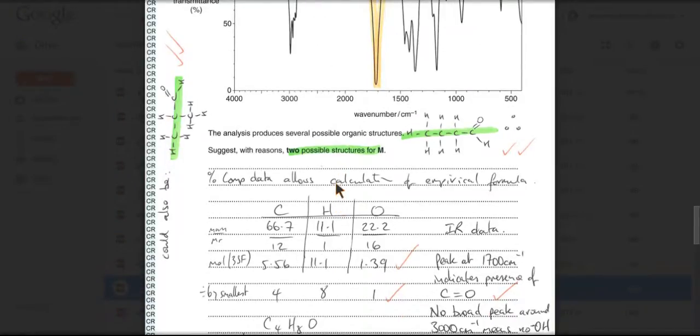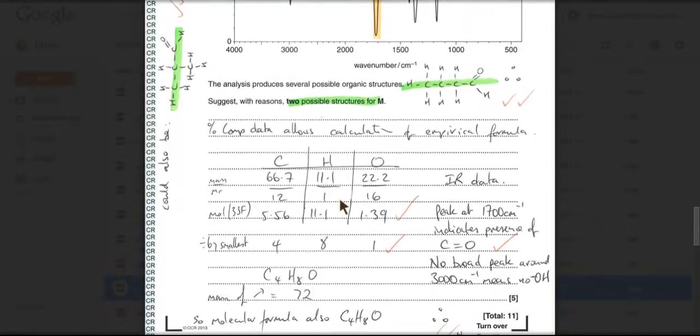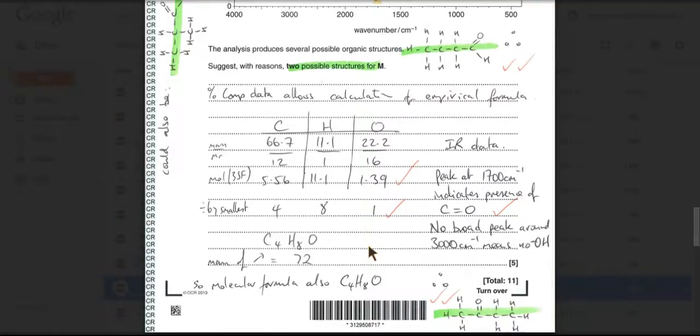So percentage composition data allows the empirical formula calculation. So in the table, we've got the percentages divided by the relative mass of each of the atoms, and there's the moles. So 5.56, 11.1, 1.39. Divide all of these by the smallest to get the simplest whole number ratio of the moles. So it's 4 to 8 to 1. So the empirical formula must be that. Next thing you would need to do is check what that adds up to. So it actually adds up to 72, which is the Mr of this molecule. So the molecular formula must be C4H8O.